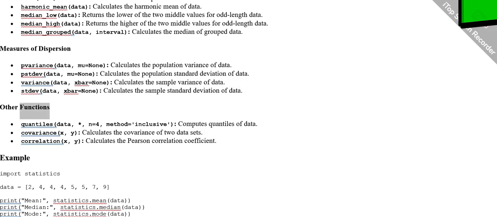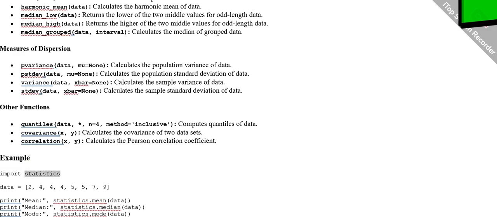Other functions. quantiles(data, *, n=4, method='inclusive') computes quantiles of data. covariance(x, y) calculates the covariance of two data sets. correlation(x, y) calculates the Pearson correlation coefficient.